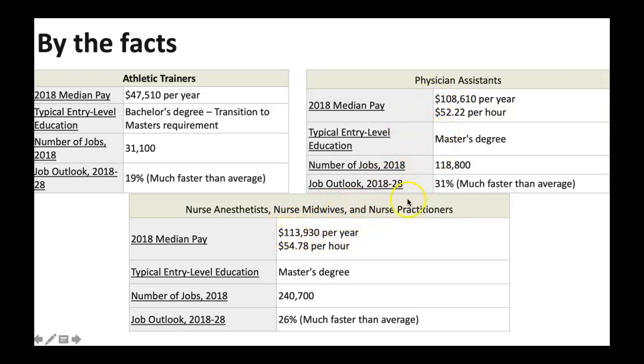So again, we're looking at job differentials and differentials in salary. You can certainly see that both of these are comparative in nature. What we can look at also is how these professions are expected to grow in terms of job outlook. In other words, when you graduate, don't you want to know if there's going to be jobs available? So we can see 31%, 26% growth over the next couple of years, and then about 19% growth.